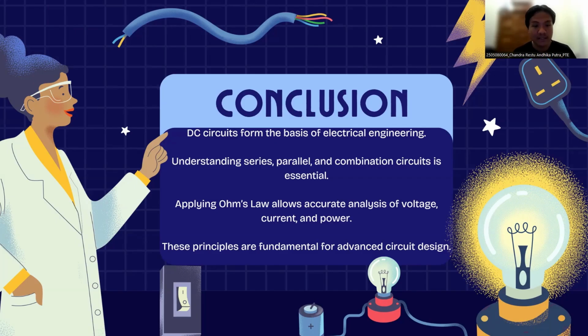Series circuits have a single current path, while parallel circuits have multiple branches with equal voltage. Ohm's law is the key to accurately analyzing DC circuits. Power calculations ensure that circuits operate safely and efficiently. These principles form the foundation of electrical engineering and are critical for designing more advanced circuits and electronic systems.